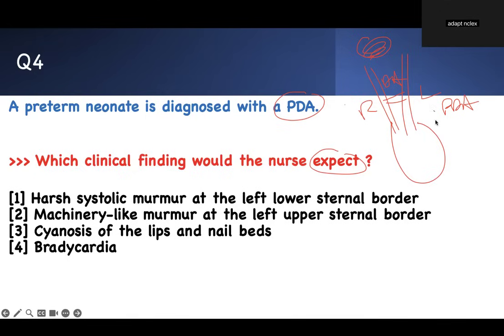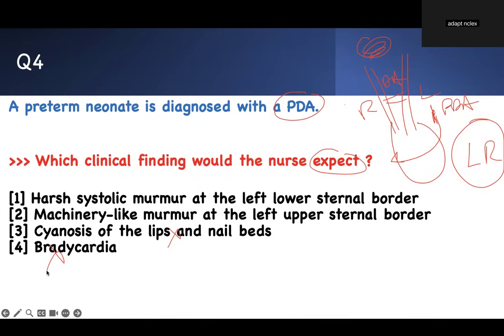Because the left side is stronger, when the baby is born, blood is now shunting from the left to the right. So this becomes a left to right shunt. With a left to right shunt, the baby is not going to get blue. They are not cyanotic. Therefore, number 3 is wrong. They're not going to be bradycardic. They're going to be tachycardic because of a bunch of blood flow going to the heart.